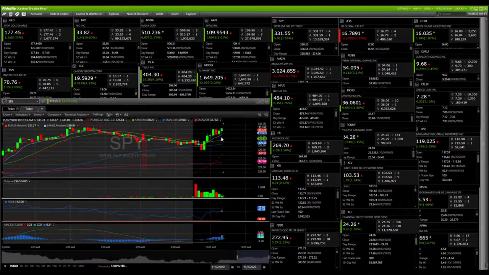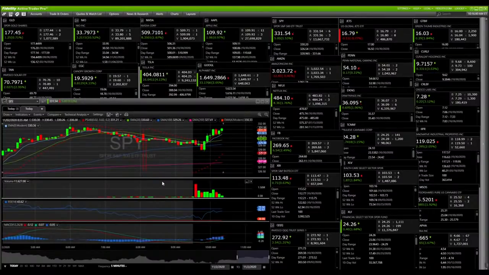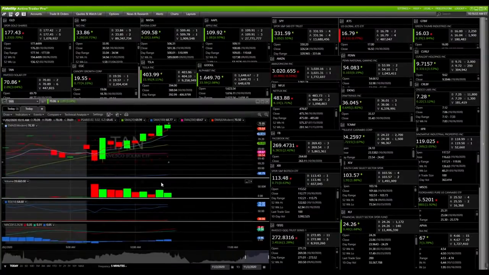SPY 5-minute bull flag being confirmed. So no red flags for bulls at this point on the morning. And the TAN solar bulls are certainly thriving in this environment, as are the MJ bulls.